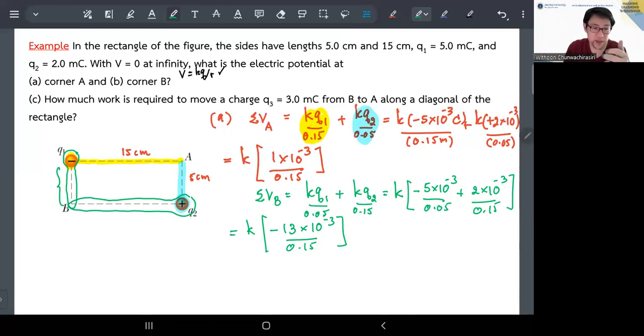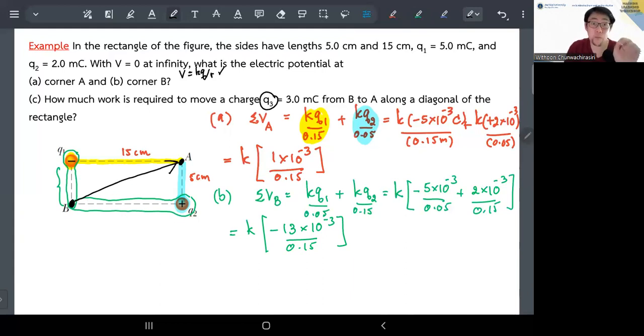All right, we're done with corner A and corner B. So what's next? Now, part C, this is the main question for this problem: how much work is required to move a charge? The third one, Q3. You have one more charge, waiting. You want to move it from B, starting from here, to A, at the diagonal corner of the rectangle. So you're going to drag it up diagonally there.